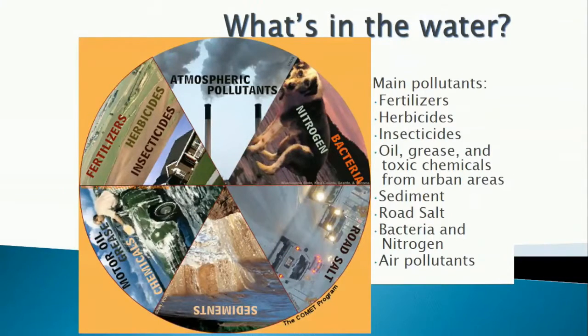What's in the polluted runoff? A whole suite of pollutants, including fertilizers, herbicides, insecticides, oil, toxic cleaning products, sediment, road salt, and air pollutants that have dissolved into the water, among many others.